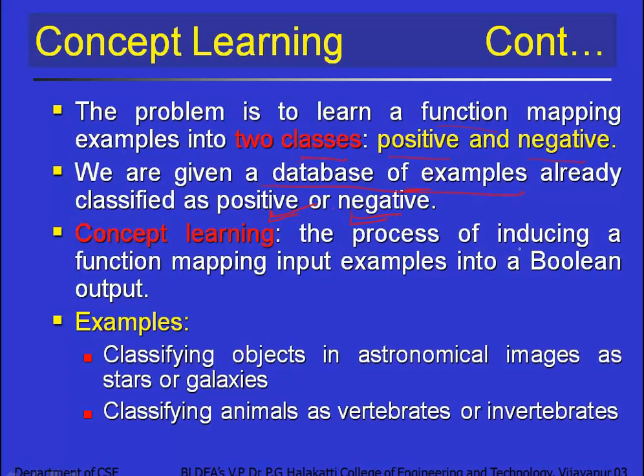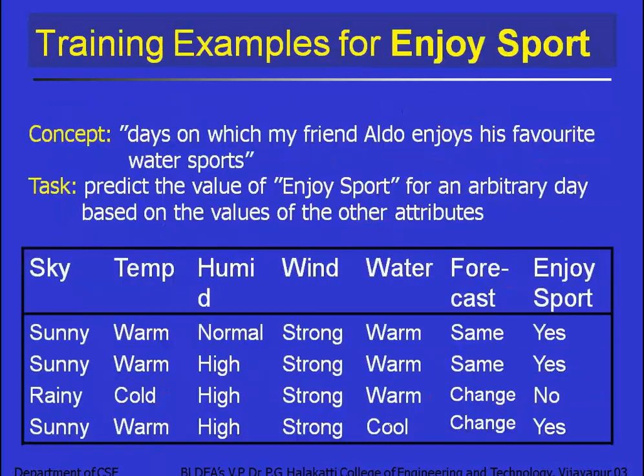Here the concept learning is inducing a function mapping input examples into Boolean output. For example, classifying objects in astronomical images as stars or galaxies. Here there are two classes, stars or galaxies, so astronomical images are categorized into two classes. Similarly, classifying animals as vertebrates and invertebrates. So this is concept learning.